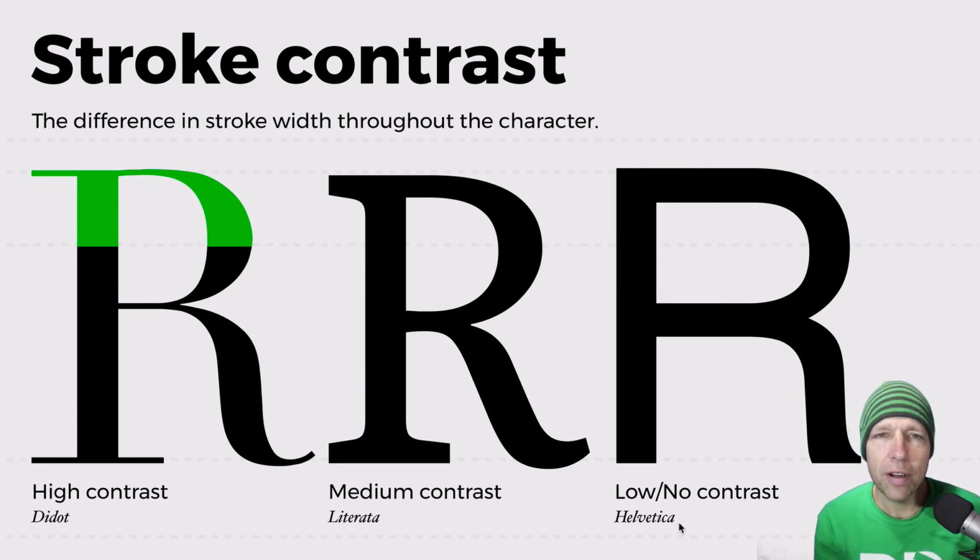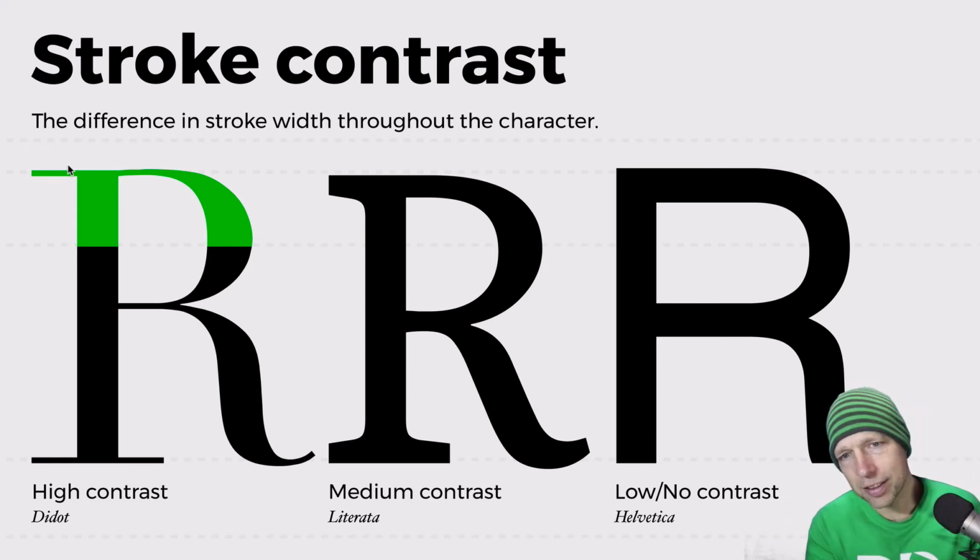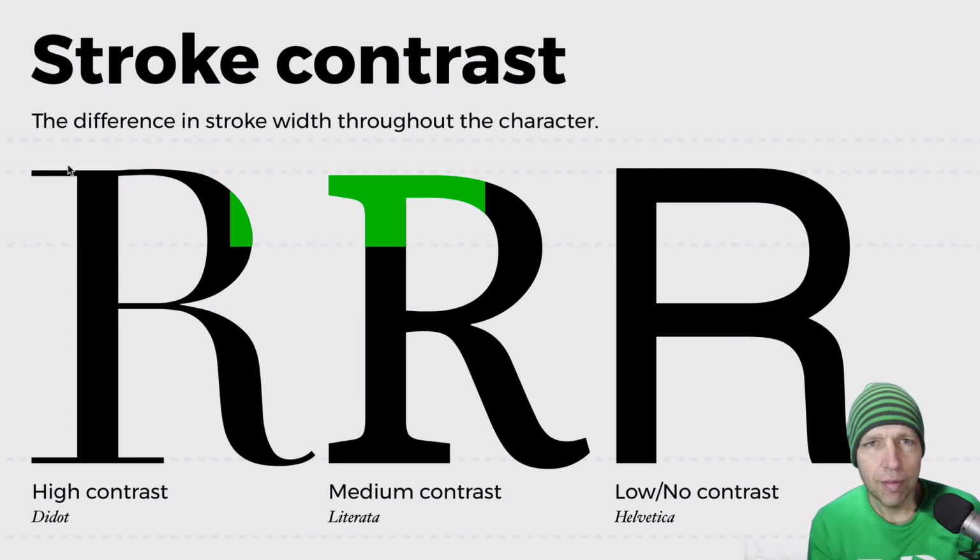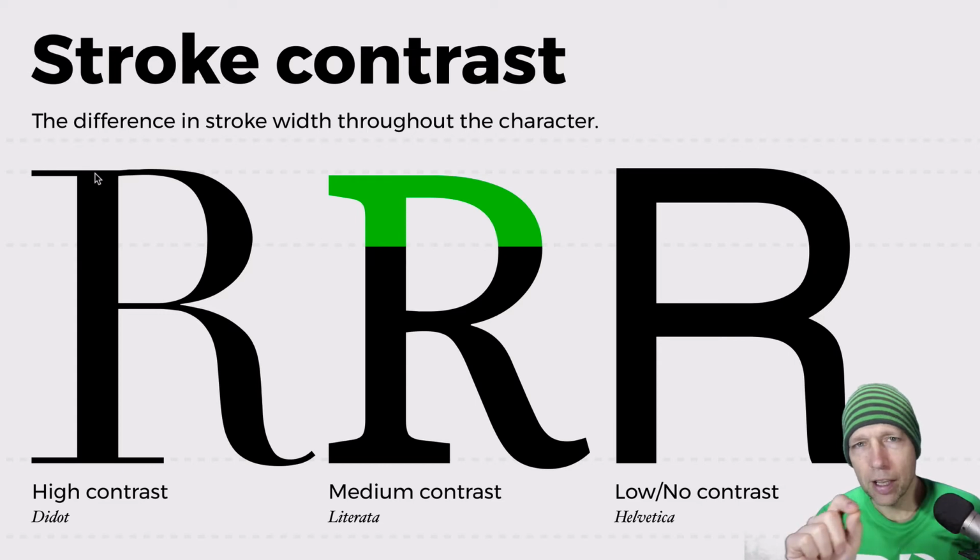This is the difference in the stroke width. As you can see in the first example here, this has an extremely high contrast between the vertical stroke and the horizontal stroke. The horizontal stroke is very thin, and then it extends into the bowl of the R here. As we move over, we have what's referred to as medium contrast, and you can see the difference right away. With high contrast, very thin line on that horizontal stroke that it then extends.